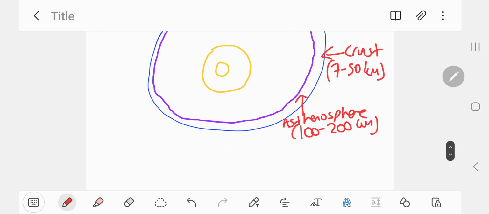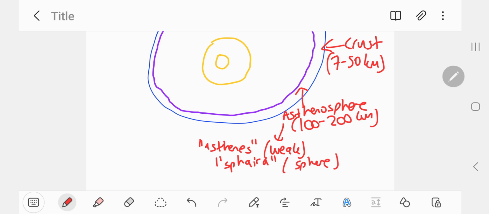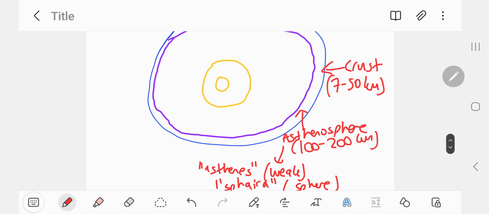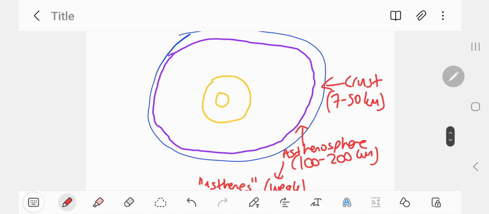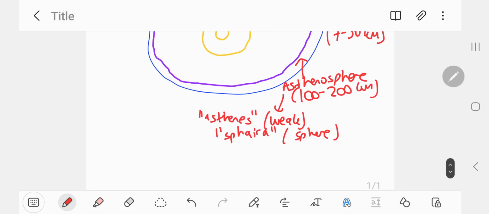The word asthenosphere actually comes from 2 Greek words. Asthenes, I think that's how you pronounce it, which roughly translates to weak. And sphaira, meaning sphere or ball. So it's a weak sphere or ball. If you can picture the asthenosphere in 3 dimensions, it's a sphere. What I've drawn here is a 2-dimensional representation when you cut through the Earth. The term asthenosphere was first introduced in 1909. And the asthenosphere consists of the crust and what's called the upper mantle, which I'll get to now.